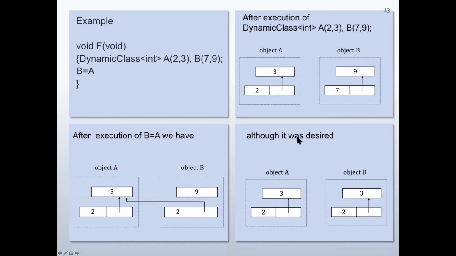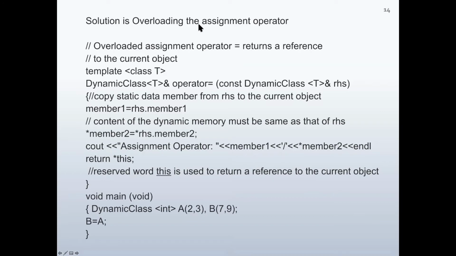In fact, we would like to have object A as before. However, for object B, we would like to have value 3 here, and here the pointer to point to this item instead of this one. The solution is overloading the assignment operator. Overloaded assignment operator equal returns a reference to the current object.